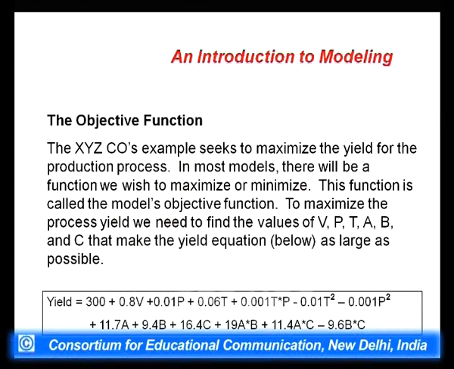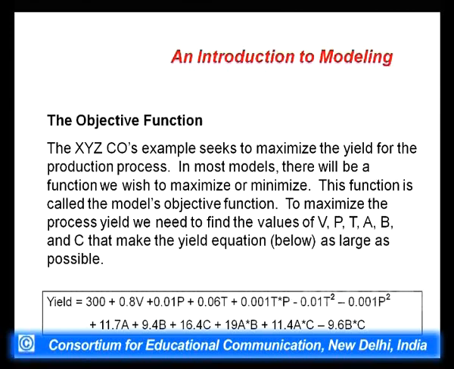And in this company example, our objective is to maximize the yield for the production process. In most models there will be a function we wish to maximize or maybe minimize. This function is called the model's objective function. To maximize the process yield, we need to find the values of V, P, T, A, B and C that make the yield equation as large as possible.